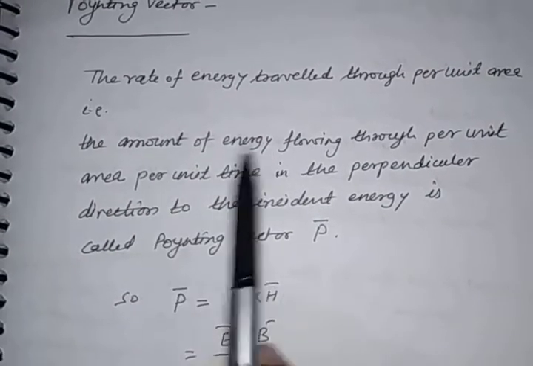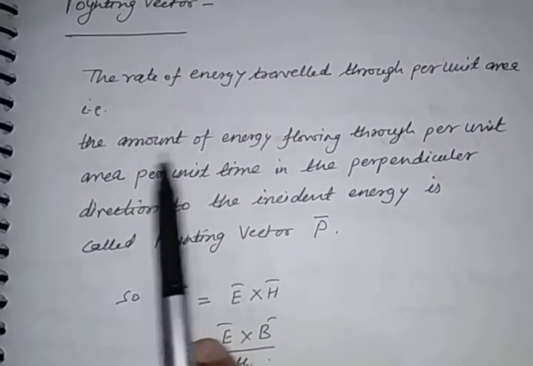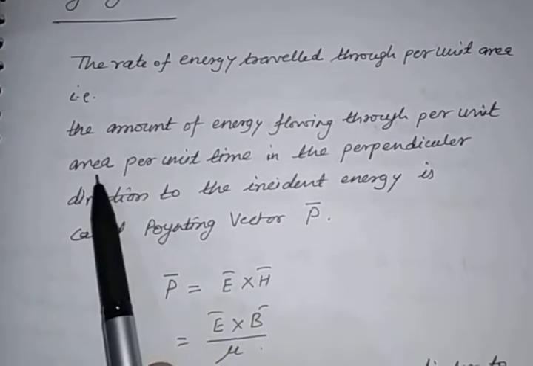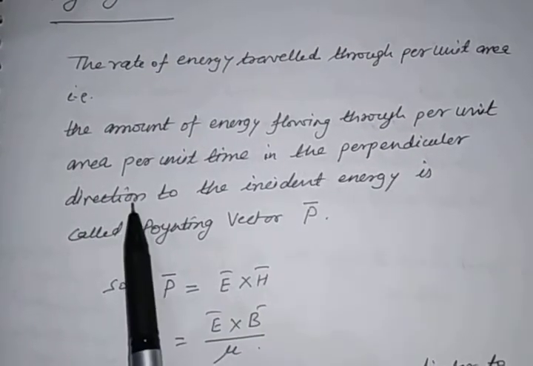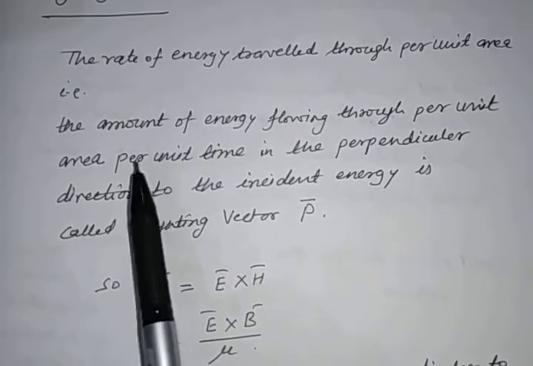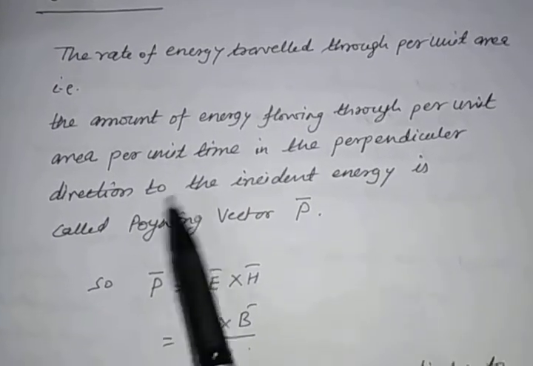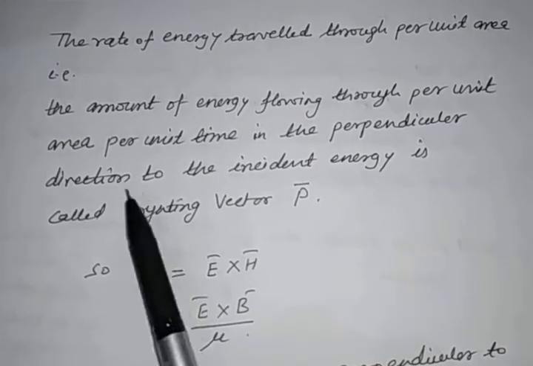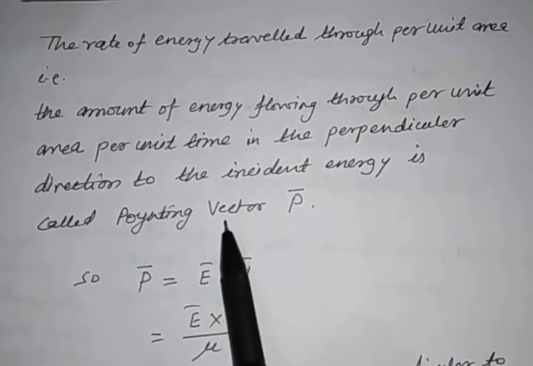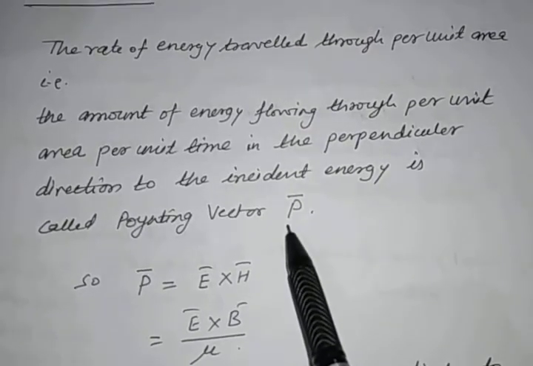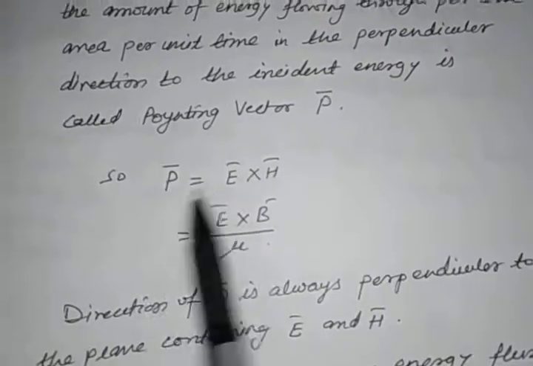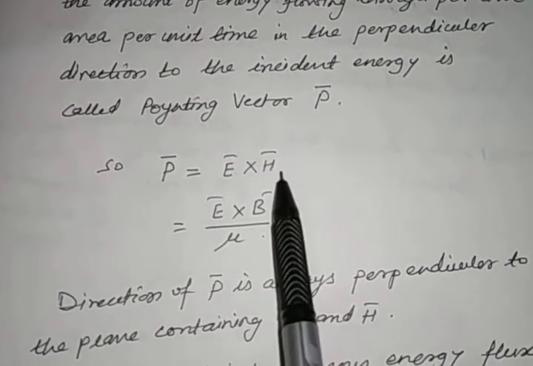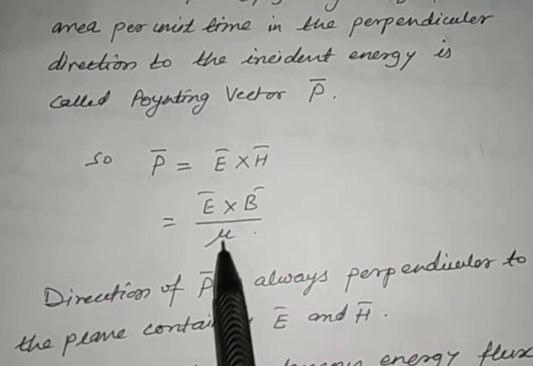The amount of energy per unit time is the power. It means power flowing through per unit area in the perpendicular direction. When the power flows in the perpendicular direction, this power flux to the incident energy is called the Poynting vector. The Poynting vector is represented by P, and it is given by P equals E cross H. In terms of B, it is E cross B by mu.